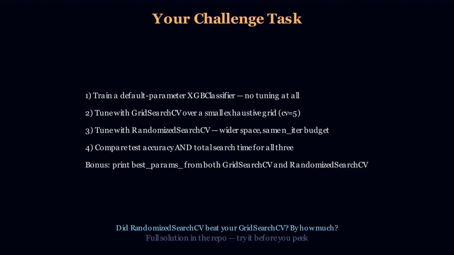Your challenge task for this episode. Train a default XGB classifier, then tune it with GridSearchCV. Then tune it again with RandomizedSearchCV, same fit budget. Compare test accuracy and total search time for all three. Bonus: print best_params_ from both search methods. Did RandomizedSearchCV beat your GridSearchCV? By how much? Full solution is in the repo, try it before you peek.